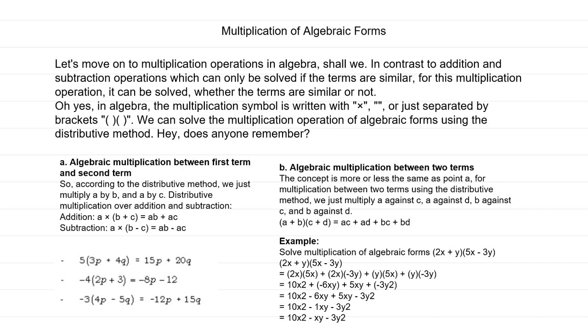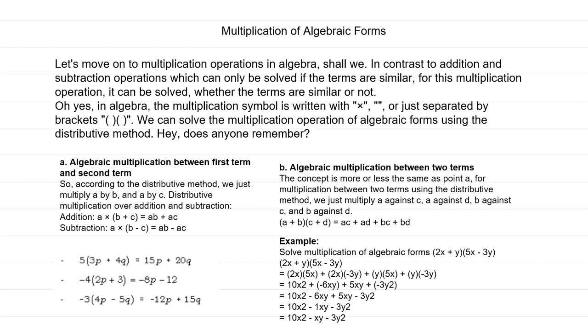Algebraic multiplication between two terms. The concept is more or less the same as before. For multiplication between two terms using the distributive method, we just multiply a against c, a against d, b against c, and b against d. (a plus b) times (c plus d) is ac plus ad plus bc plus bd.